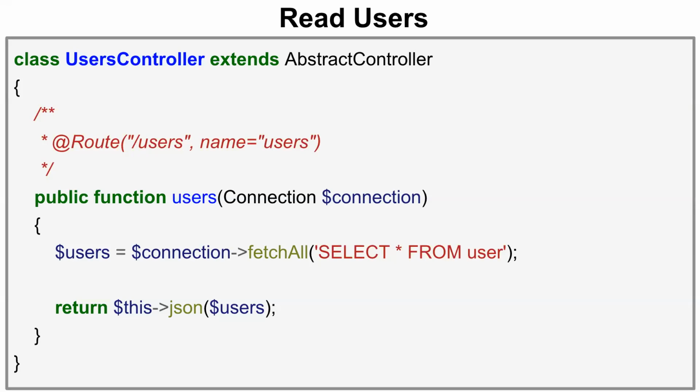And then the next thing that we'll do is create another action in the same controller that will basically list the users that exist in the database. And again, we're going to inject the connection service into the users action. And then we're going to use that connection to execute a query that will select all of the data from the user table.